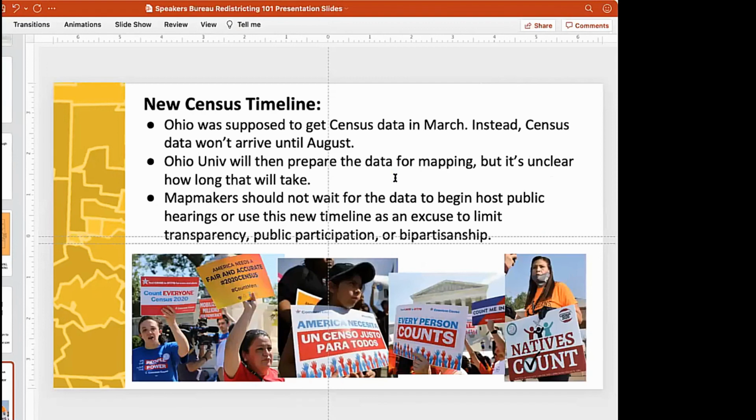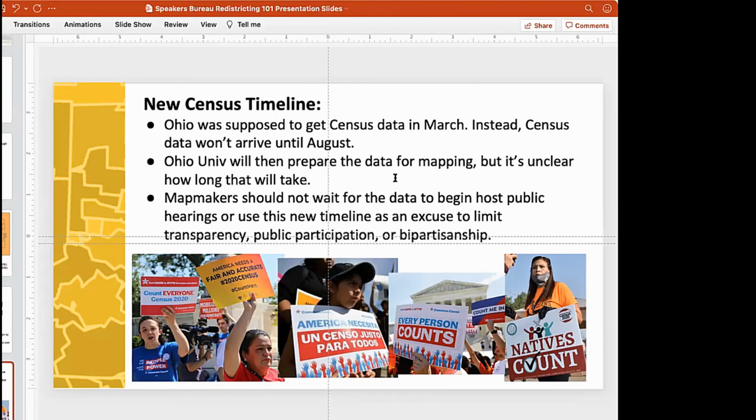So we have a problem. Ohio was supposed to get the census data in March. And as many of you know, particularly if you were involved as a census worker, they had trouble because of the pandemic getting all the data together. And so instead of releasing it in March, those numbers won't arrive until August, at which point Ohio University will be involved to prepare the data. But that doesn't mean you couldn't start the planning process before that.